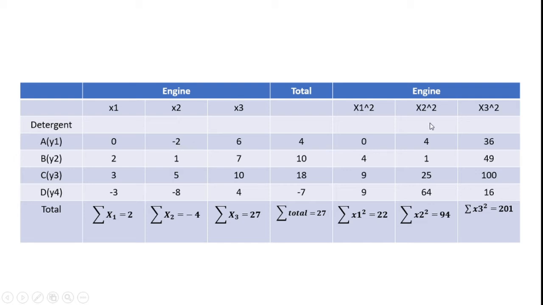If I square, I may get 4. After that, x3 is equal to 6, x3 square is equal to 36. Likewise, I got other values, and also I made the summation of these elements for x1 square, x2 square, x3 square. Likewise, I get the summation of x1 square as 22, x2 square as 94, x3 square as 201.